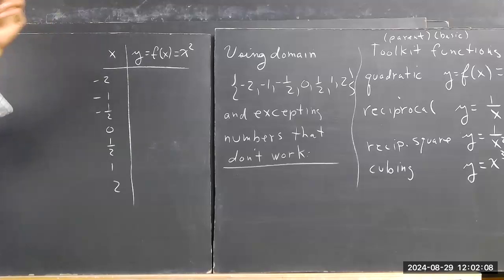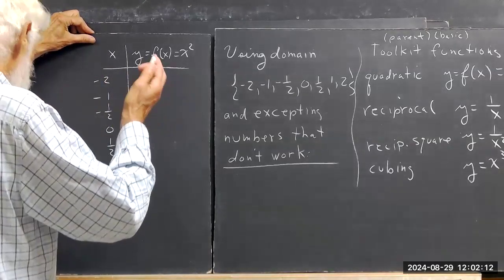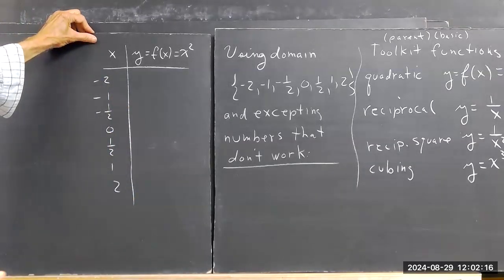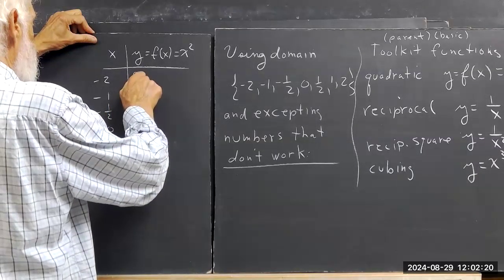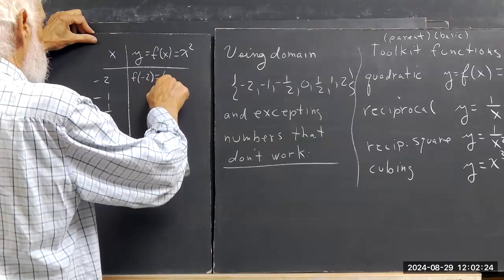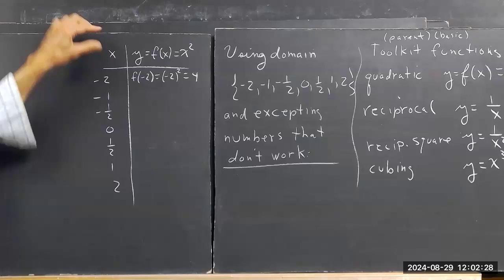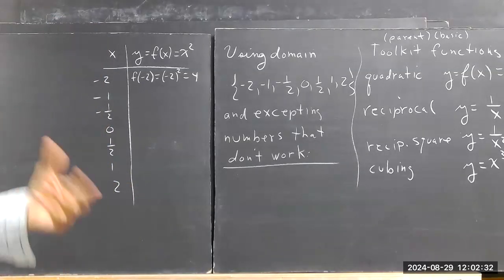Okay, and some of you are writing it out this time. I'm going to write it out this way. Reinforce the function: f of -2 equals -2 squared equals 4. Right? You just saw that. Okay.